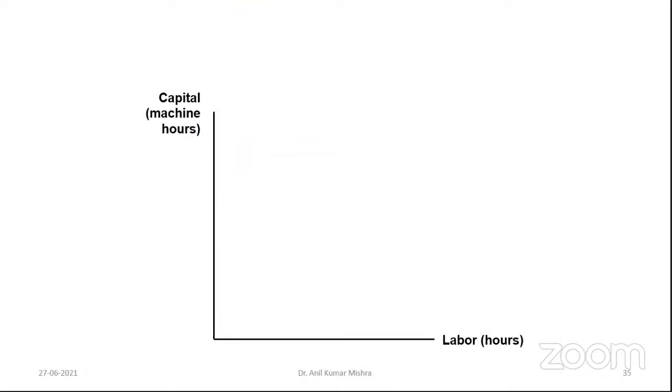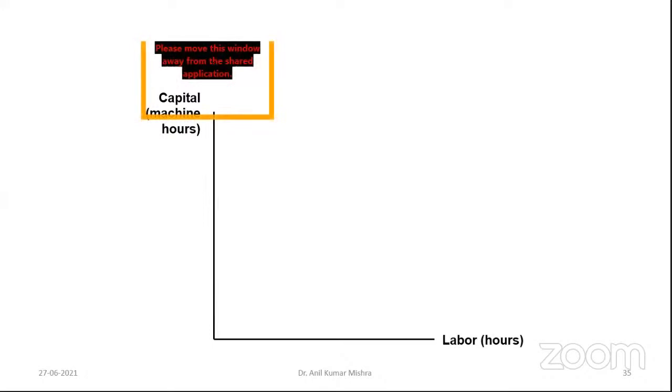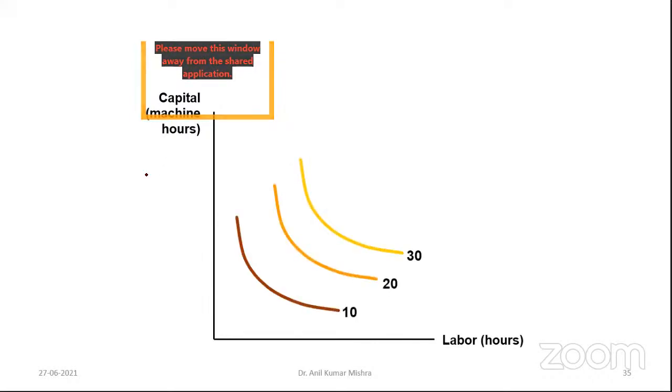Here we take the horizontal axis as labor and the vertical axis as machine hours, capital. Now the isoquant looks like this. There are three isoquants. We take into account isoquant 1, isoquant 2, and isoquant 3. The higher isoquant provides a higher amount of output as compared to the lower isoquant, because we are using more units of input factors.